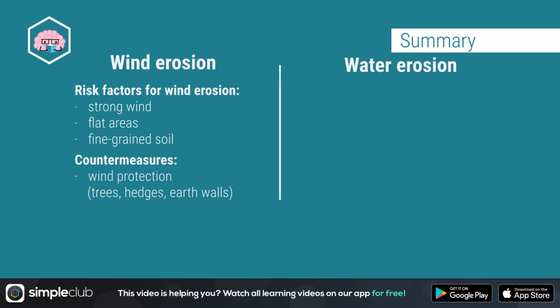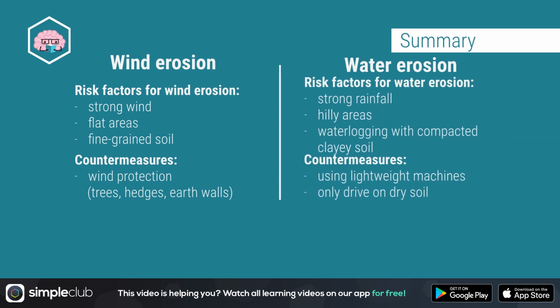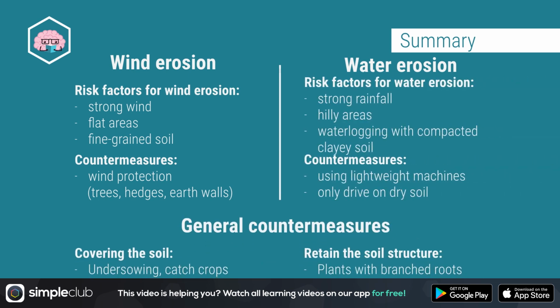Here, you can find 3 short overviews. First, risk factors and countermeasures for wind erosion. Then, let's look at the same for water erosion. And we round everything off with a general overview of countermeasures. Just press stop if you want to jot them down.